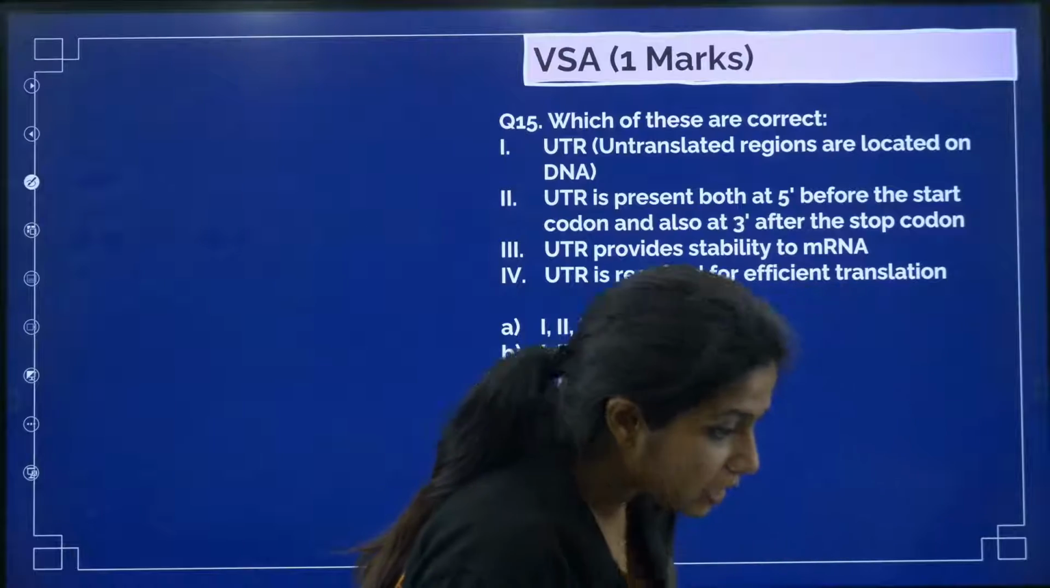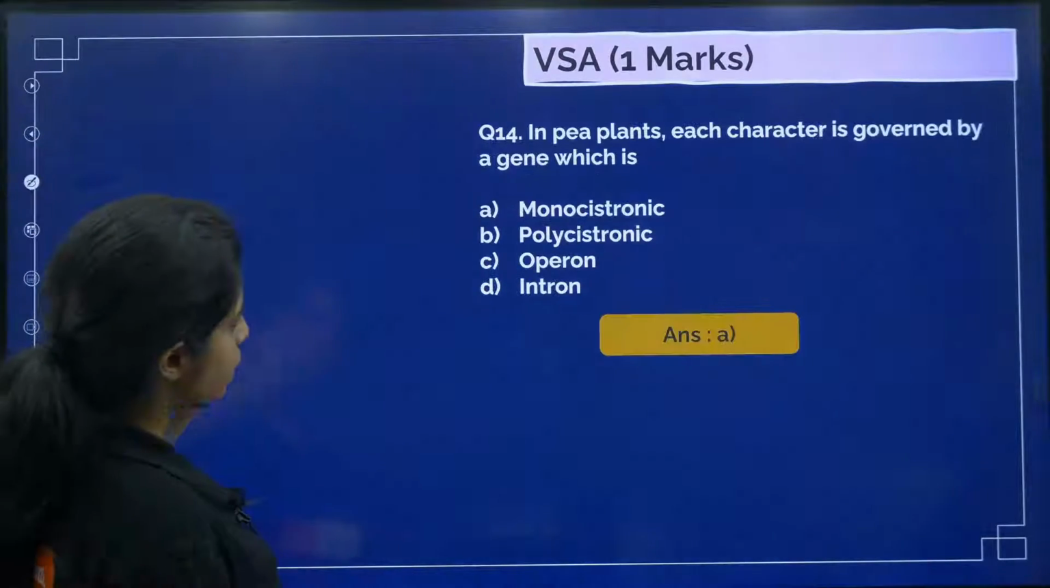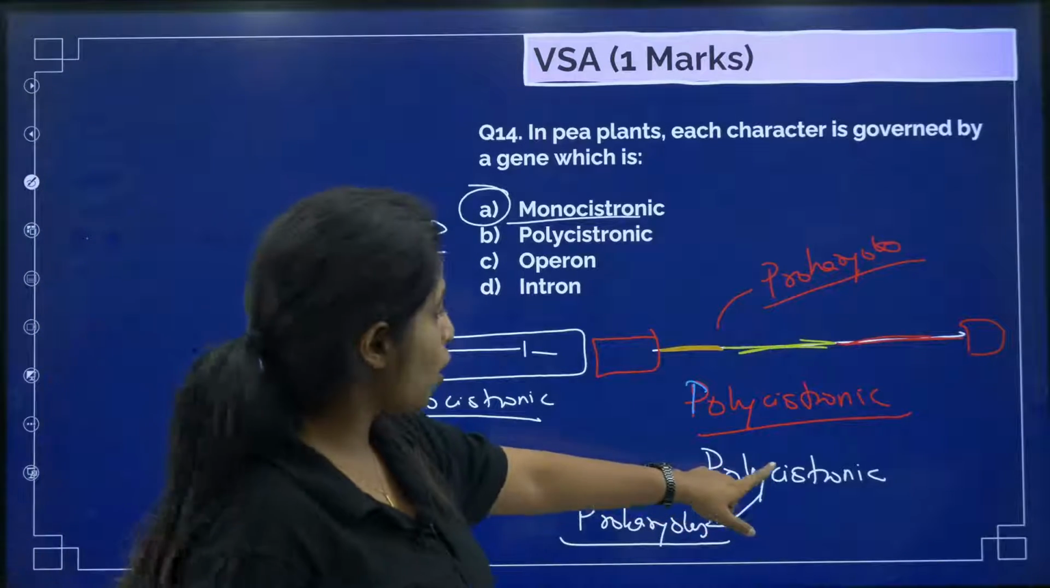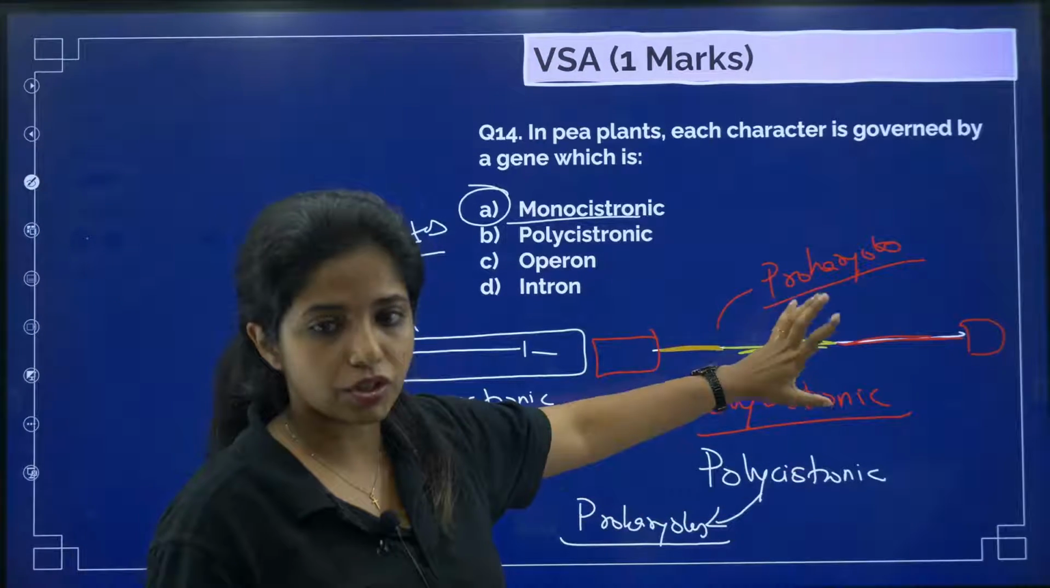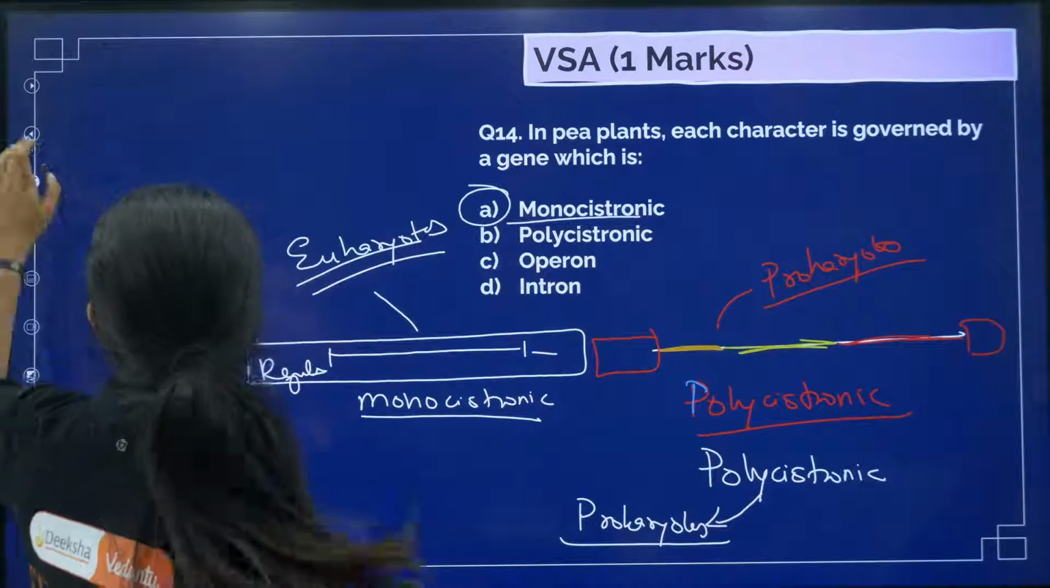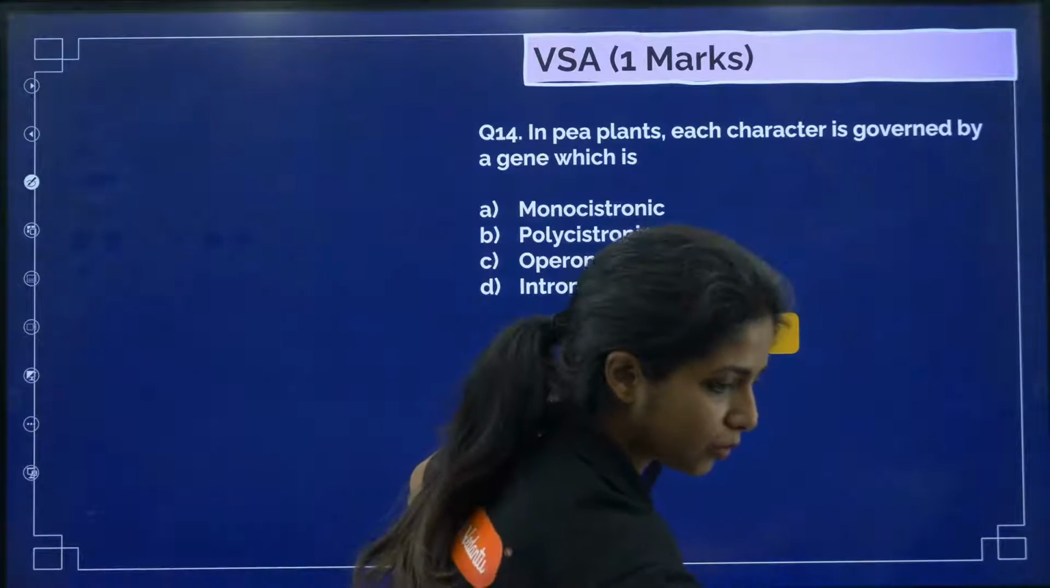Chalo. Now which of these is correct? Mamta also said B. Baba, B is not correct. It is not polycistronic. I told you polycistronic is found in what? In prokaryotes. Prokaryotes as in bacteria and things like that, like E. coli and them.